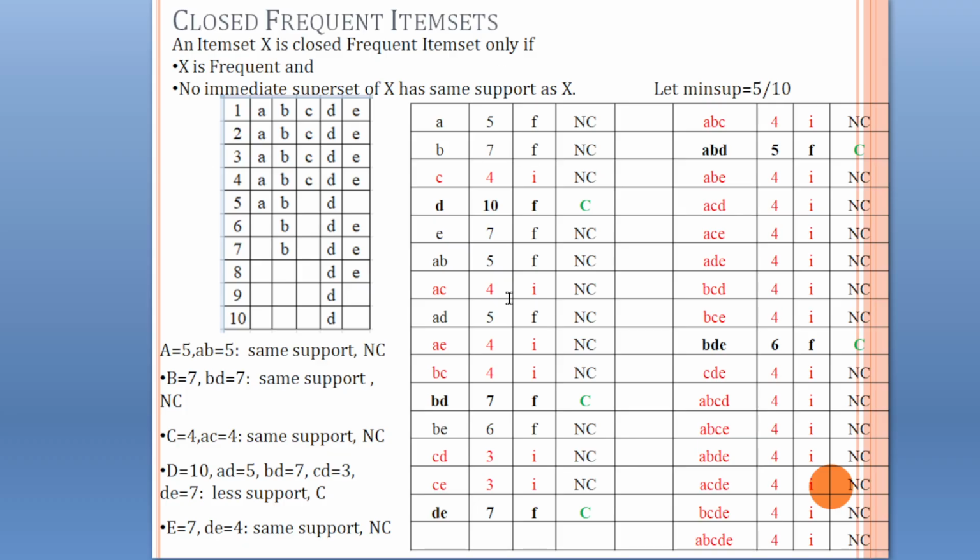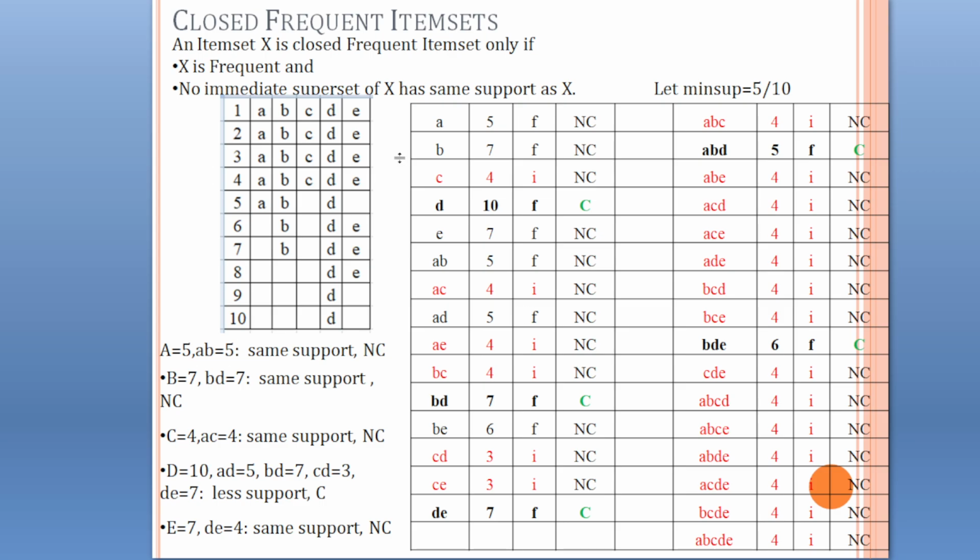Now once we write the support of all of them, then we just check if the value of support is greater than or equal to the minimum support. If it is, then we write them as frequent. So wherever the value is less than 5, we write infrequent, and for others we write frequent.